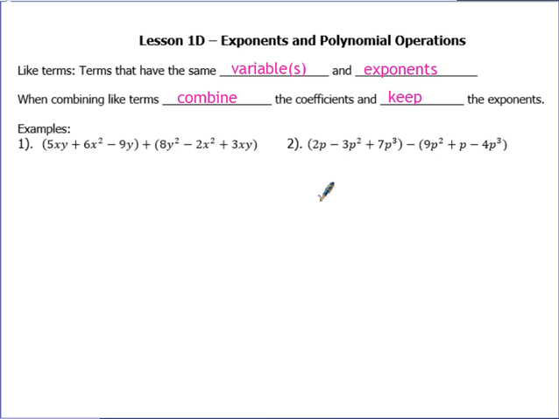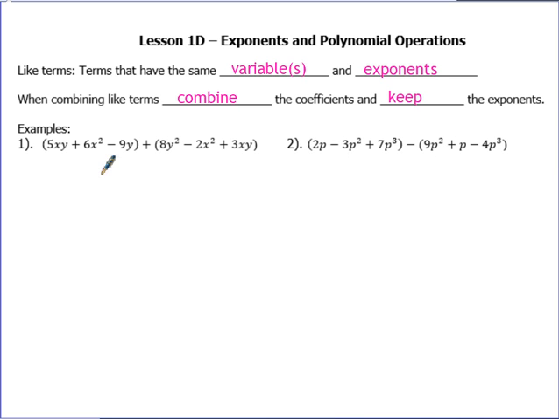Like terms are terms that have the same variable or variables, if they have more than one, and exponents. So every variable and exponent in that term has to be the same in order for them to be like terms. If they are not like terms, you cannot combine them. When we combine like terms, we are going to combine coefficients. Coefficients, remember, are the numbers in front of the variables that are being multiplied, and keep the exponents the same.